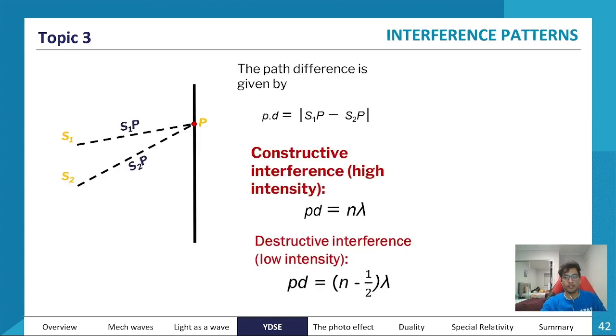And so this basically sums up everything about path differences. Path difference, again, is the distance between S1 and S2, depending on how much longer one of the waves had to travel. Constructive interference will occur if the path difference is a whole number multiplied by the wavelength of the light or the wave. And destructive interference is going to occur when the path difference is (n − 1/2) times the wavelength.